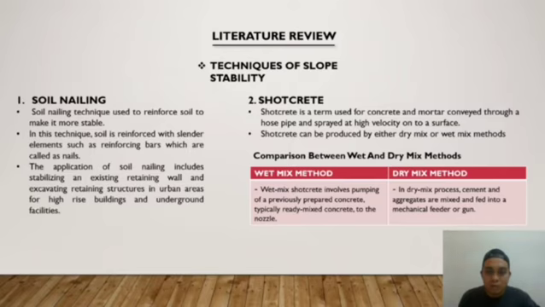Shotcrete is a term used for concrete and mortar conveyed through a hose pipe and sprayed at high velocity onto a surface. Shotcrete can be produced by either dry mix or wet mix. Comparison between wet and dry mix methods: wet mix shotcrete involves pumping of previously prepared concrete, typically ready-mix concrete, to the nozzle. In dry mix, processed cement and aggregate are mixed and fed into a mechanical feeder or gun.